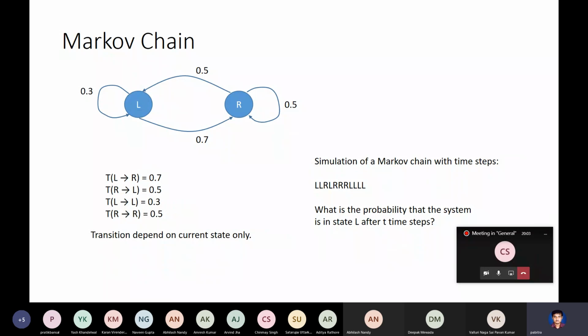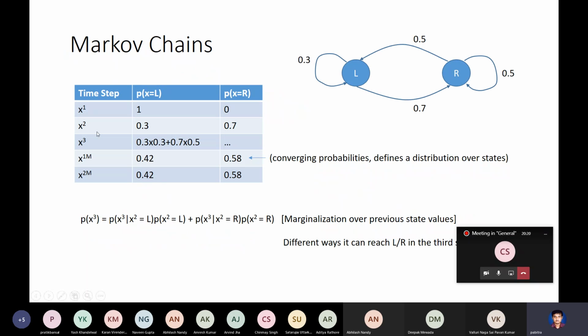So if we trace the value of the state at every time step, you will get a sequence like this. This is for a two-state case. And not only that, you can actually think of it as, at every step, asking the question: what is the probability that the Markov chain is in state, say, 1 or state L after the t-th time step?